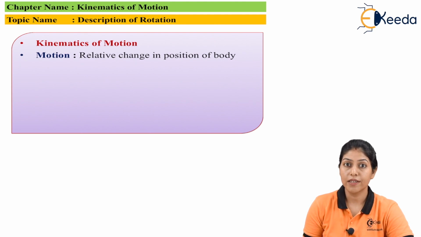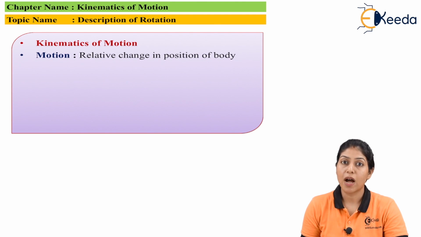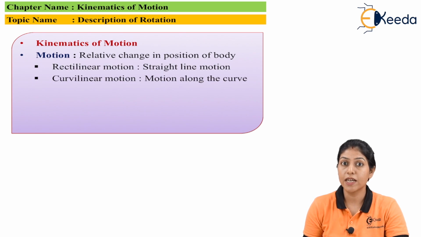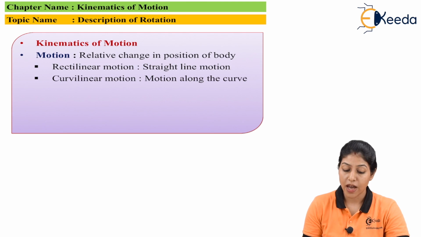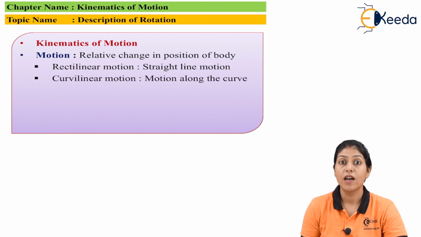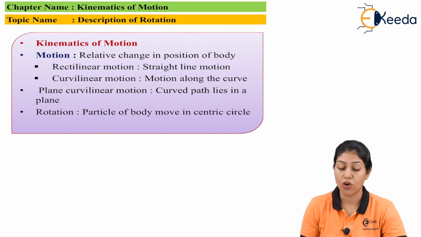So here, as I told you about the motion of the particle, we generally define motion of the particle as the relative change in position of the particle with respect to a fixed body or fixed surface. And if we define the motion, there are basically two types of motion we consider. One is rectilinear motion and another is curvilinear motion. Rectilinear motion is related to straight line motion and curvilinear motion is always related to motion along a curve.